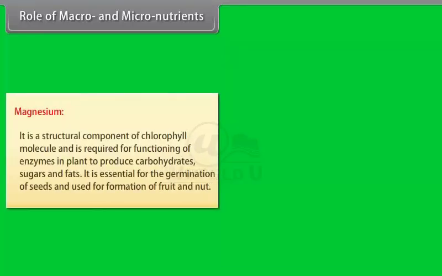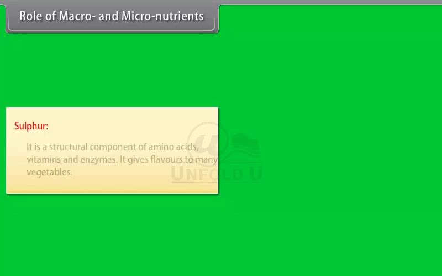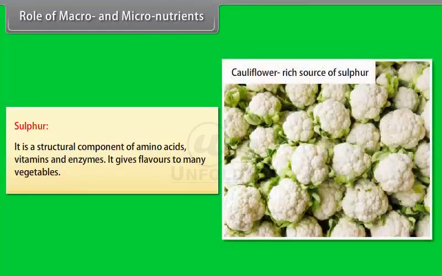Magnesium. It is a structural component of the chlorophyll molecule and is required for functioning of enzymes in plants to produce carbohydrates, sugars and fats. It is essential for the germination of seeds and used for formation of fruits and nuts. Sulfur. It is a structural component of amino acids, vitamins and enzymes. It gives flavors to many vegetables.